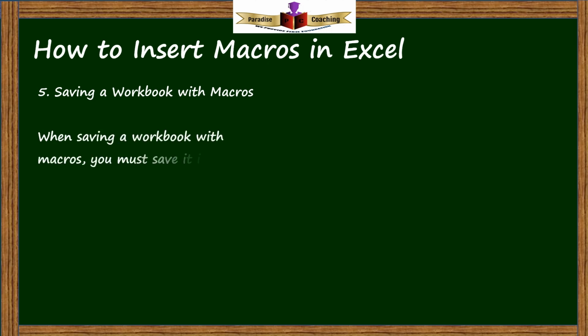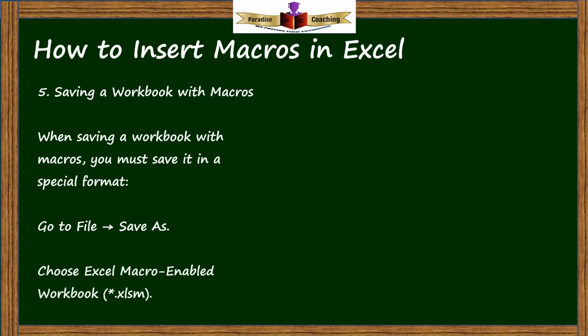5. Saving a workbook with macros. When saving a workbook with macros, you must save it in a special format. Go to File, Save As. Choose Excel Macro-Enabled Workbook, *.xlsm.